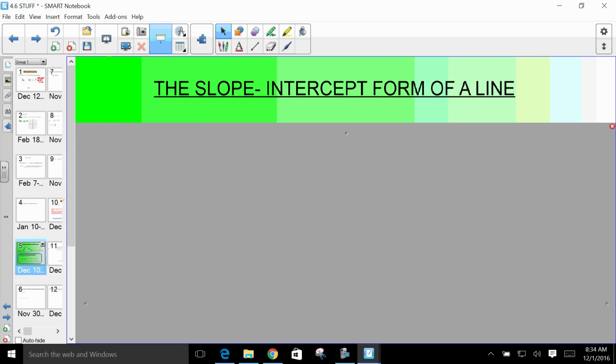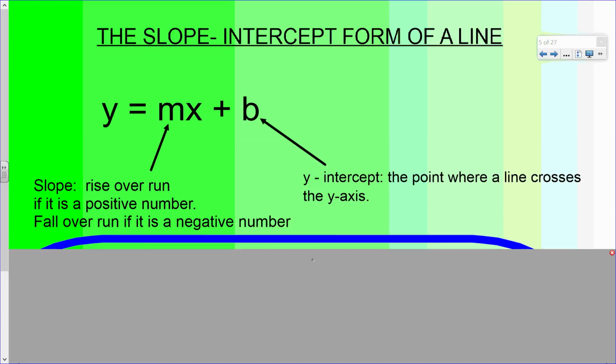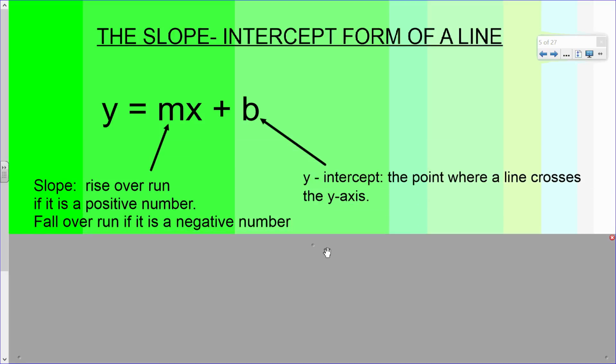All right. The slope-intercept form of a line, you may have seen this before. Y equals mx plus b. Go ahead and write that down. I'm highly confident that some of you have seen this before in math courses prior to me, or maybe even with me.